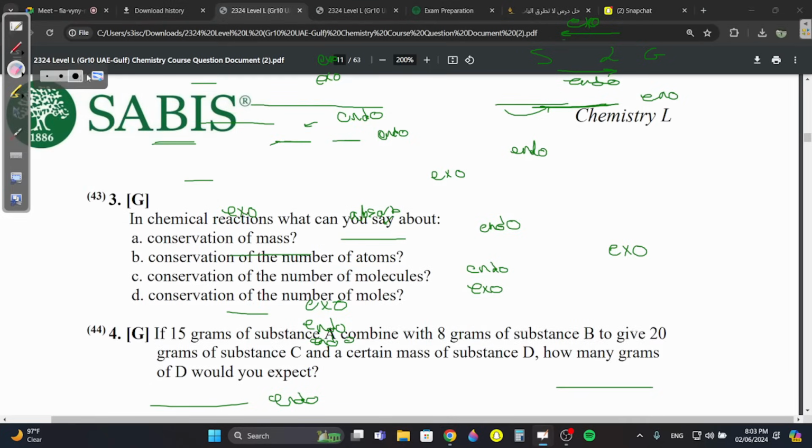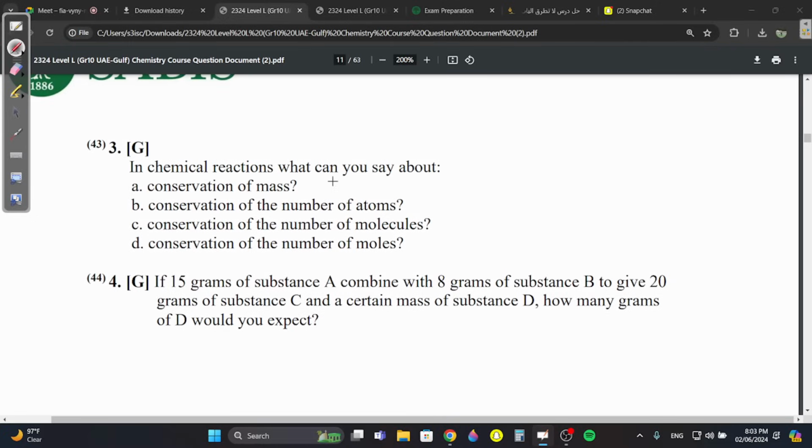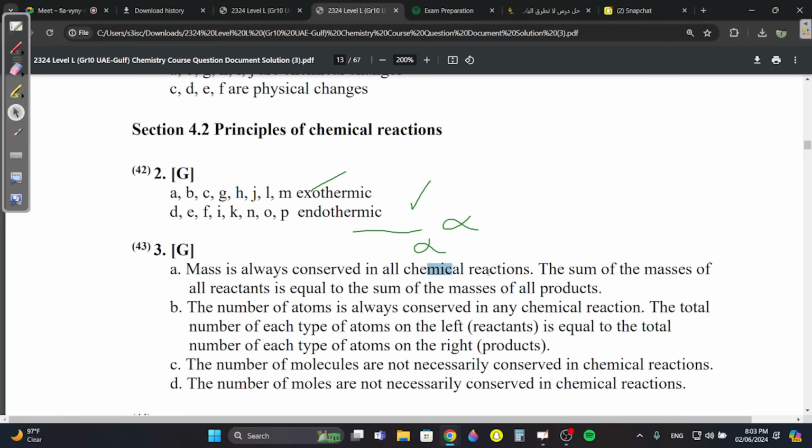Okay. Question 3. In chemical reactions, what can you say about the conservation of mass? Always remember, in chemical reactions, mass is conserved. The number of atoms is conserved, molecules are not conserved, and I don't think moles are conserved. Let me check. Okay, mass is conserved, atoms are conserved, and molecules and moles are not necessarily conserved.